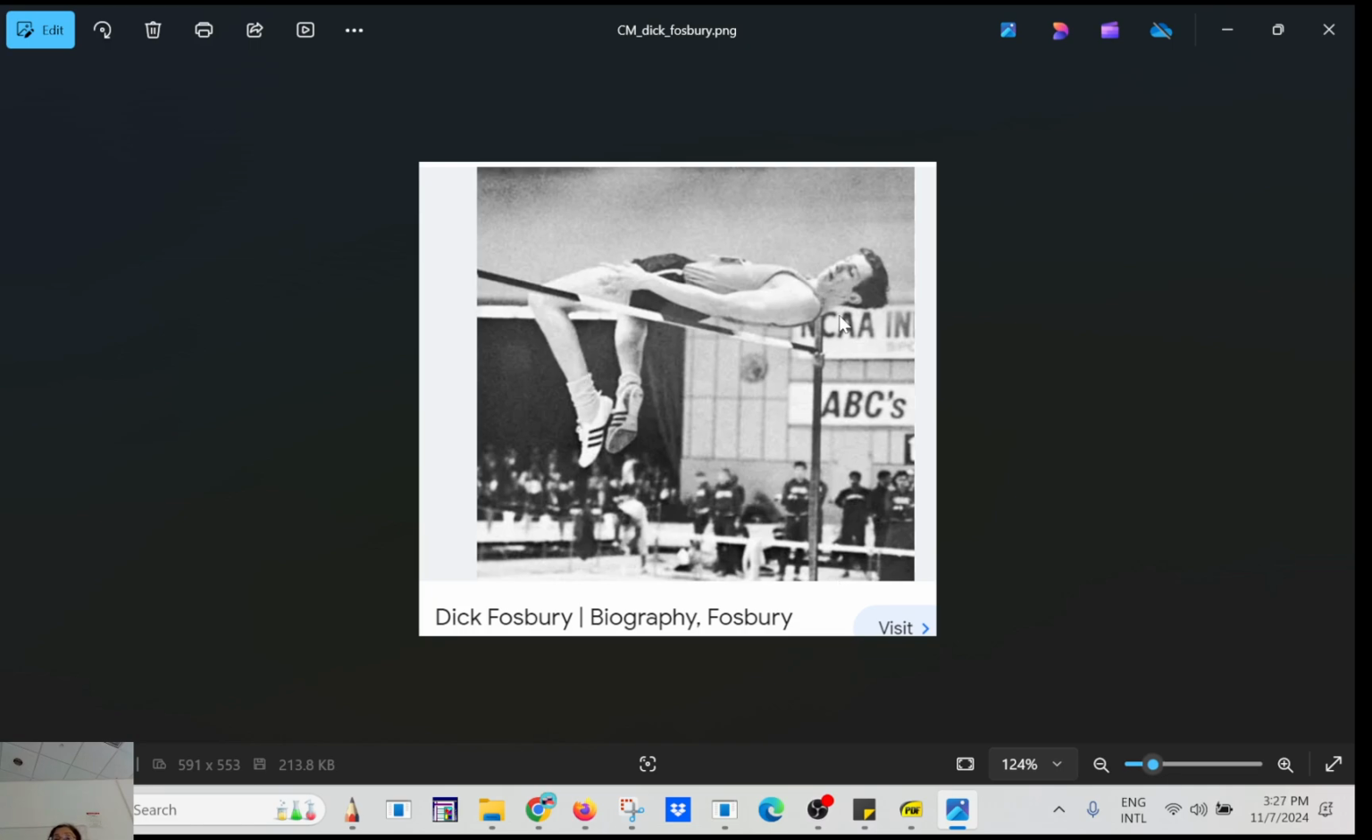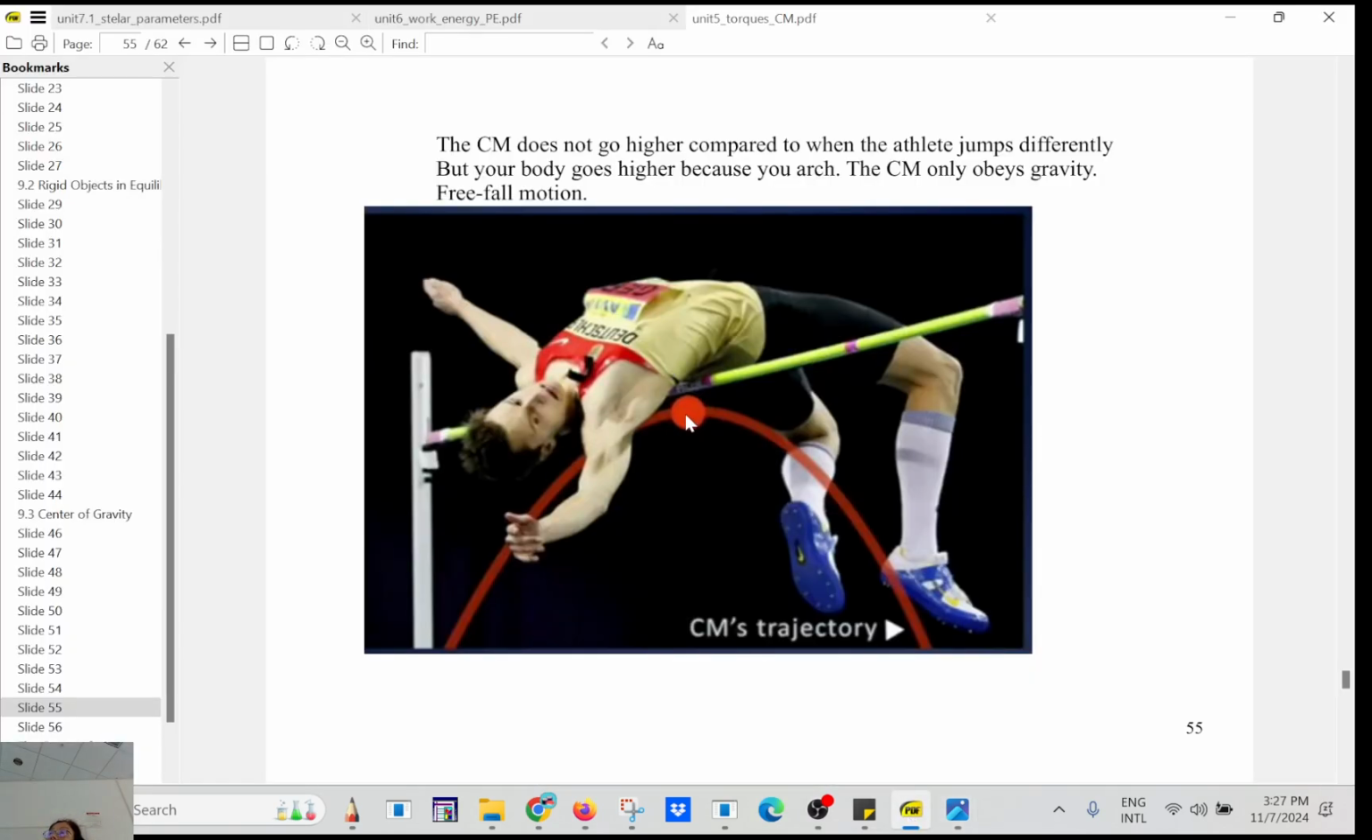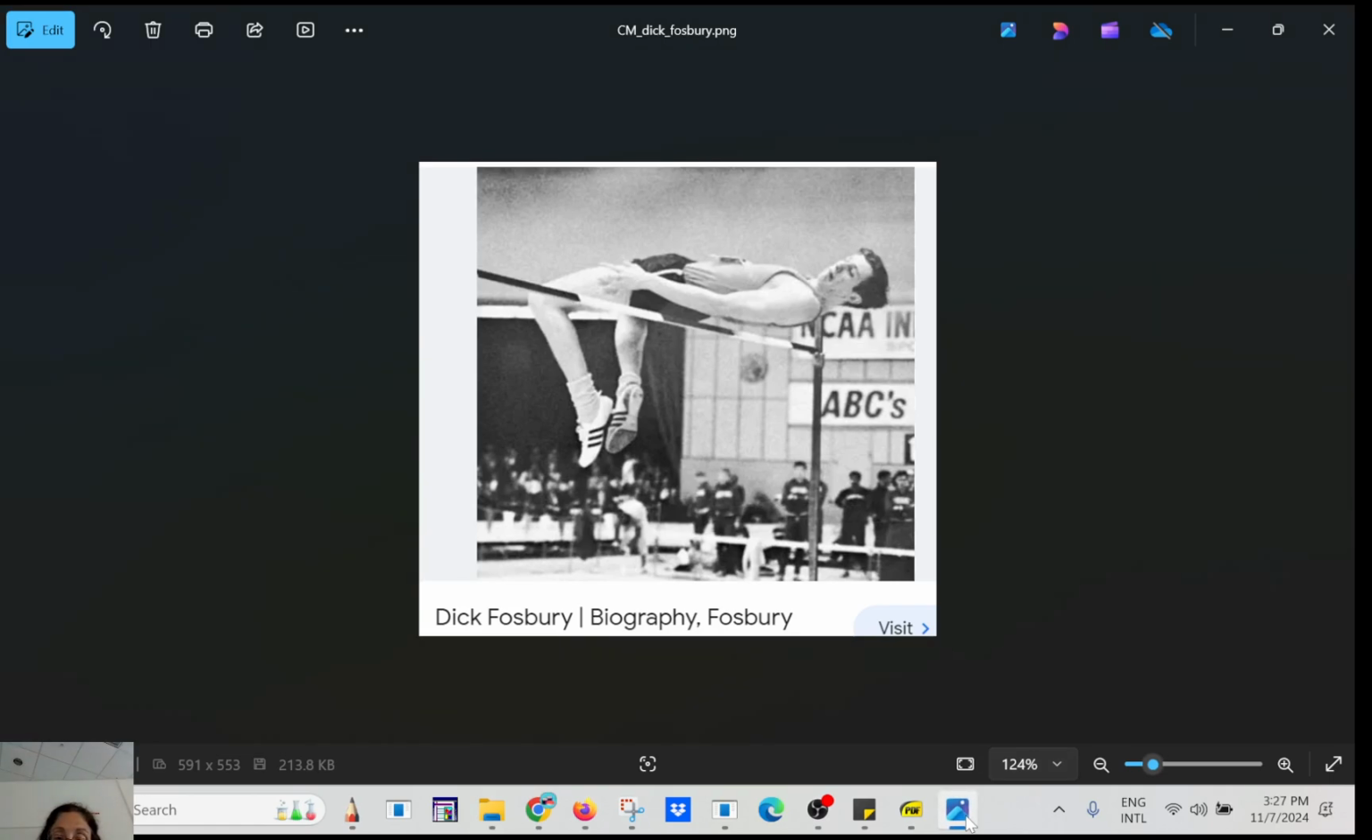He got the idea to do it on his back because your center of mass is still below the bar, but your body arches like a ball. Do you understand what I'm saying? So that was a big breakthrough. You see, your center of mass is still below the bar. The physics doesn't let you go higher, but by manipulating your body, the body can be higher, while the center of mass still stays below the bar. The first guy to do that was Fosbury. He did that for the first time, and then he opened a new door, and everyone was doing it after that. Isn't that interesting?